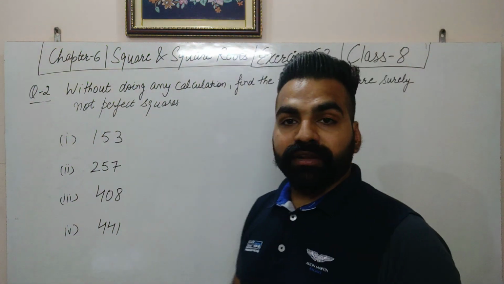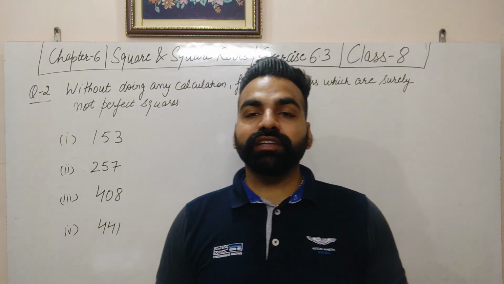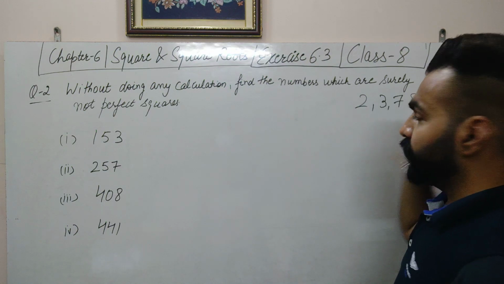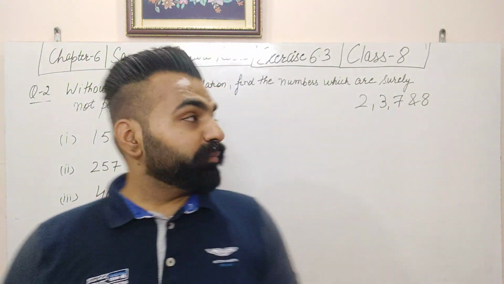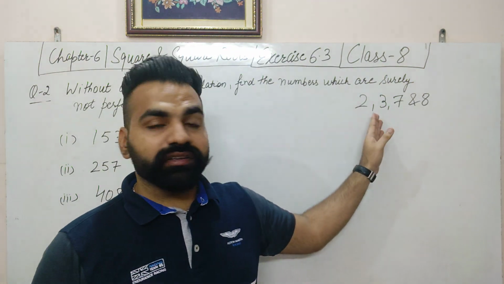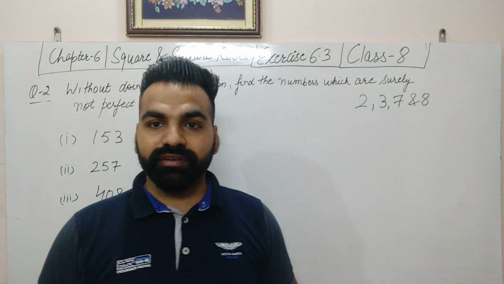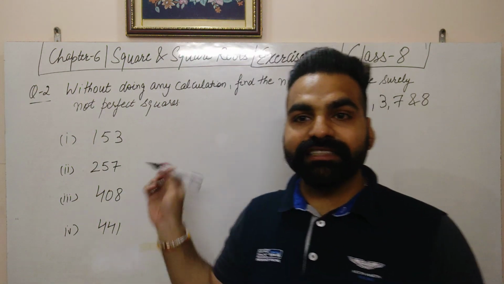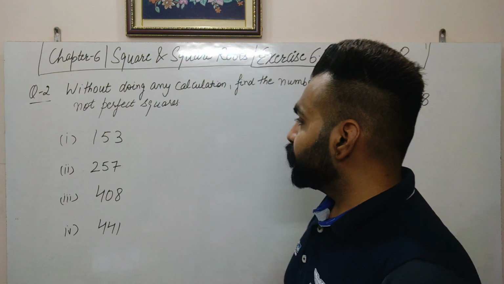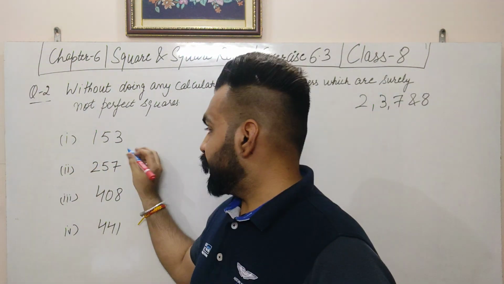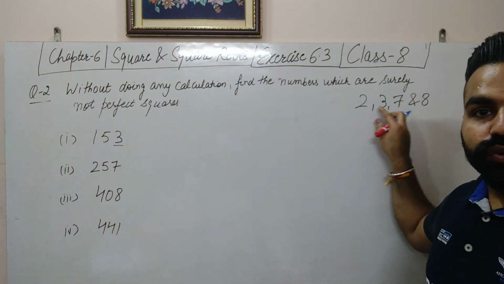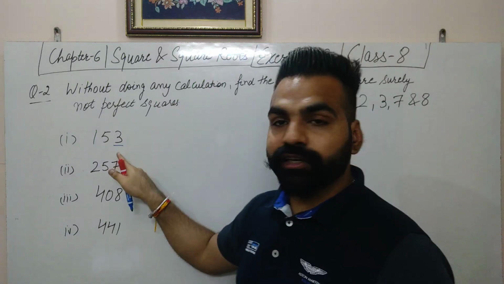In the previous video we studied that none of the perfect squares end with digit 2, 3, 7 and 8. Whenever the unit place of a number is 2, 3, 7 or 8, that number cannot be a perfect square. So if the unit place is 2, 3, 7 or 8 in the given number, we can directly say that the number cannot be a perfect square. Here also we will check the unit place. The first number is 153. In 153 the unit place is 3, and we know that none of the perfect squares end with digit 2, 3, 7 and 8.